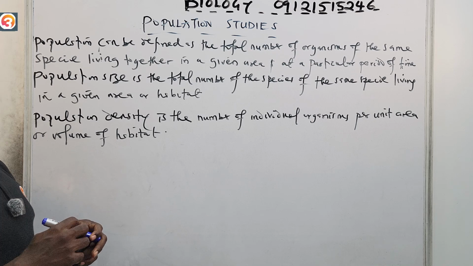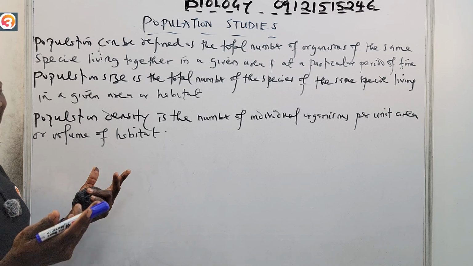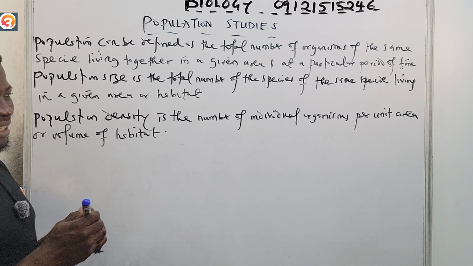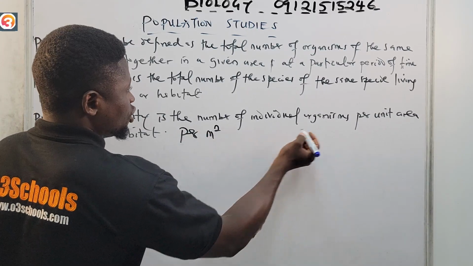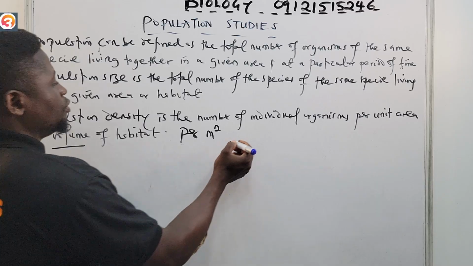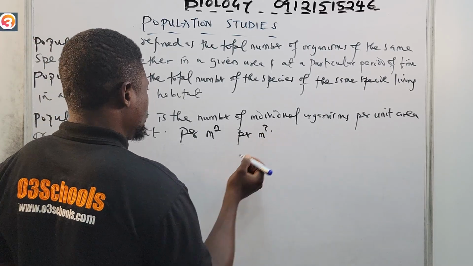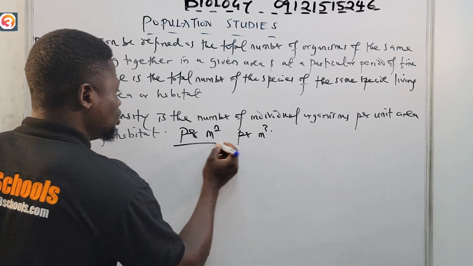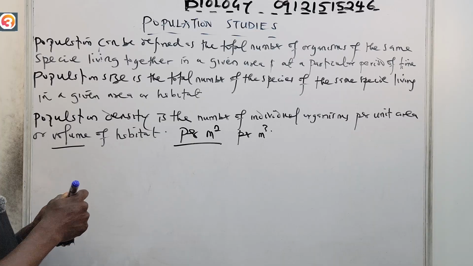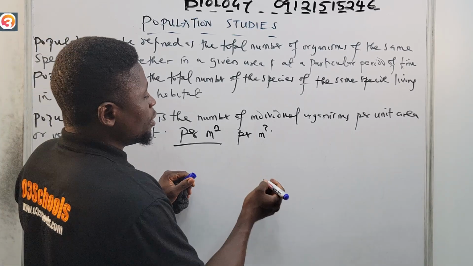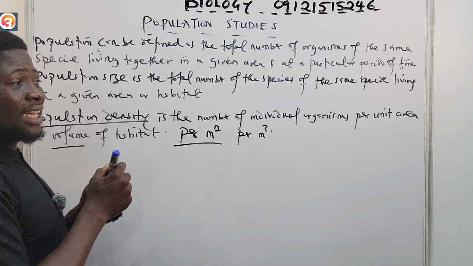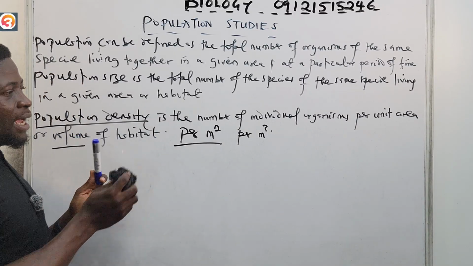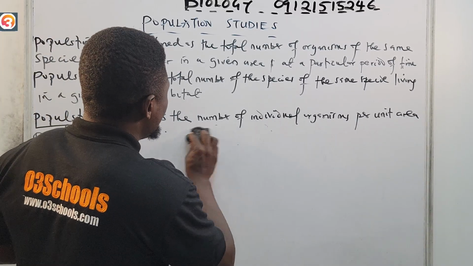And we also say that the unit of population density is per meter square. It can also be, if it is volume, per meter cube. Take note of that. So this is the unit of population density. And among all of the terms that are used in population studies, only population density has units. It is the only one that has a unit.